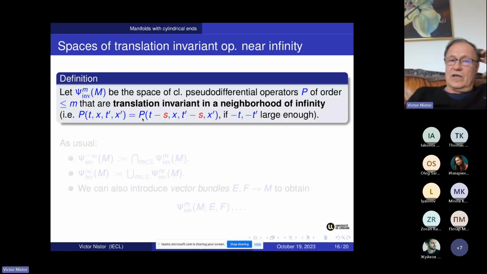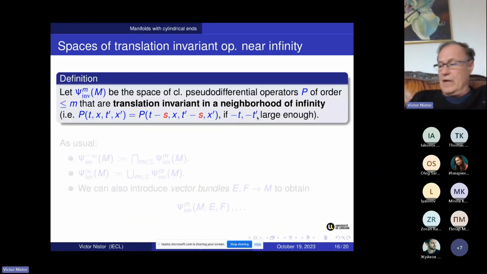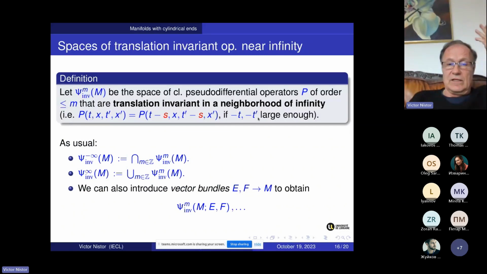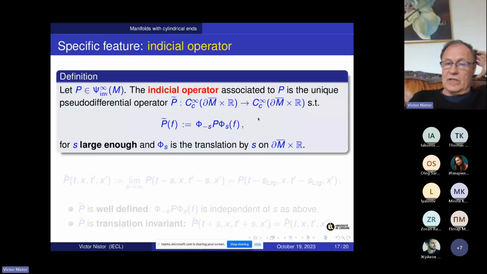In terms of distribution kernels, this invariance at minus infinity means that if we write the distribution kernel of our operator on the half-infinite cylinder, then it will satisfy this property as long as we are far towards minus infinity, meaning t and t prime are large negative enough. Okay, then Psi minus infinity is the intersection of all the Psi's. Psi infinity is the union of all the Psi's. We can introduce vector bundles. Okay, these are the usual notations for pseudo-differential operators.